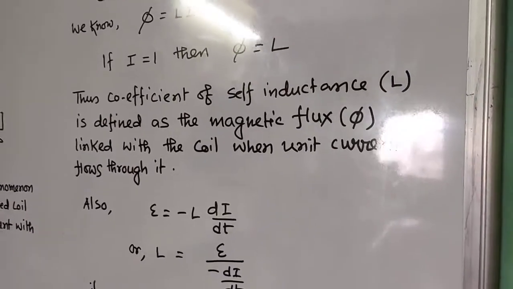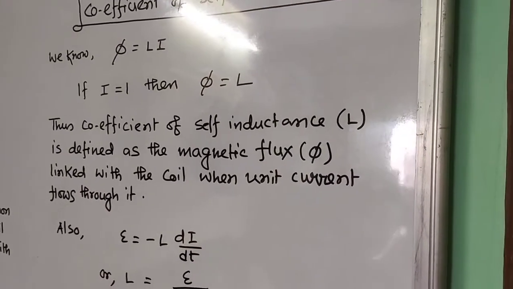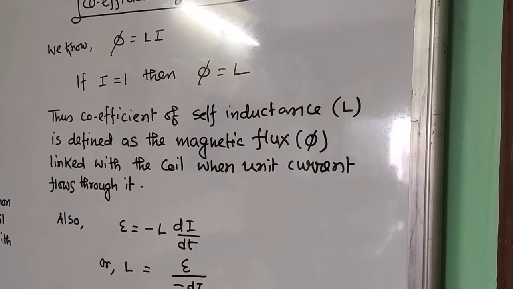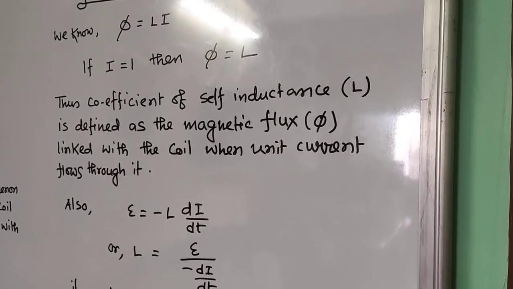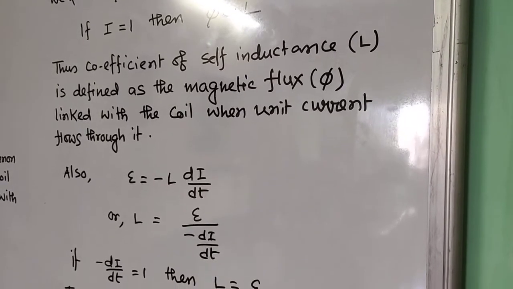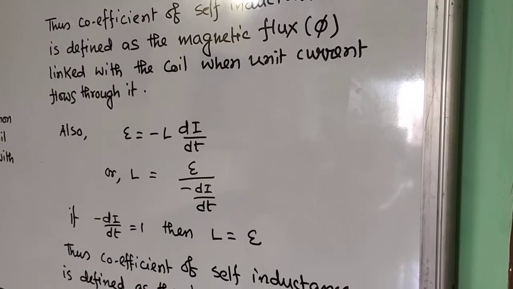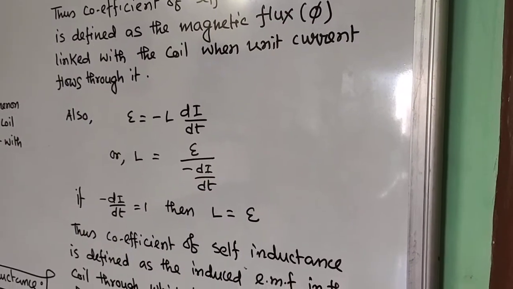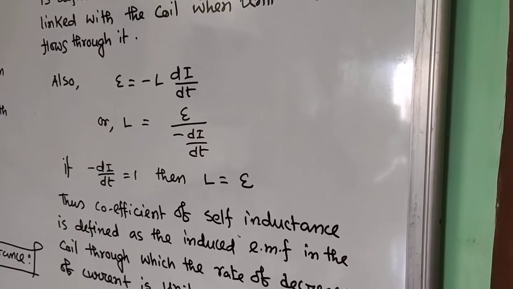Also, we have defined this expression E equal to minus L di dt. How does it come out? Using Faraday's-Lenz law, E equal to minus d phi dt. So if you substitute phi equal to Li, then it becomes E equal to minus L di dt. So L equal to E by minus di dt. So if minus di dt equal to 1, then L equal to E. So from here also you can define the coefficient of self-inductance. The coefficient of self-inductance is the induced EMF, and that can be defined from this statement.